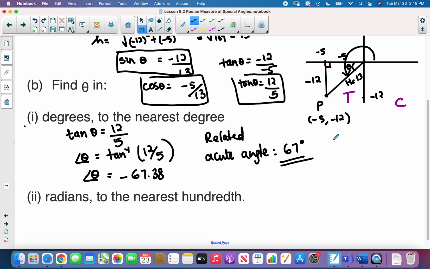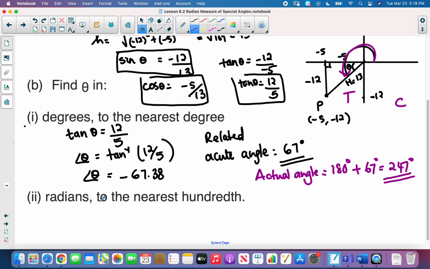So what is the actual angle? The actual angle is from here all the way till here. It's not 67 degrees. It's far more than 67. So you have to add a 180 to it. Okay, so the actual angle is 180 plus 67 degrees, which is 247 degrees. Okay, so that is the angle to the nearest degree.